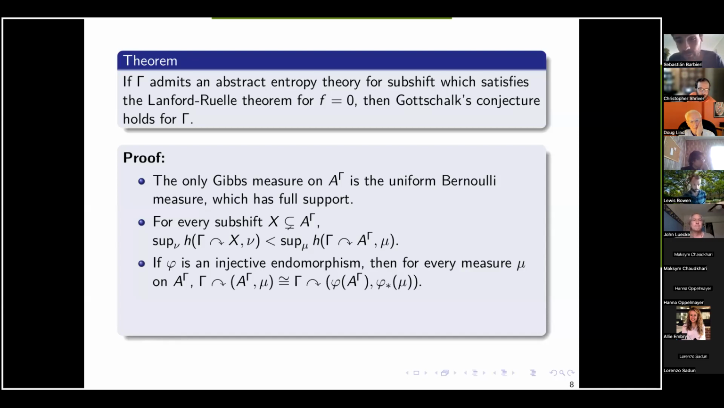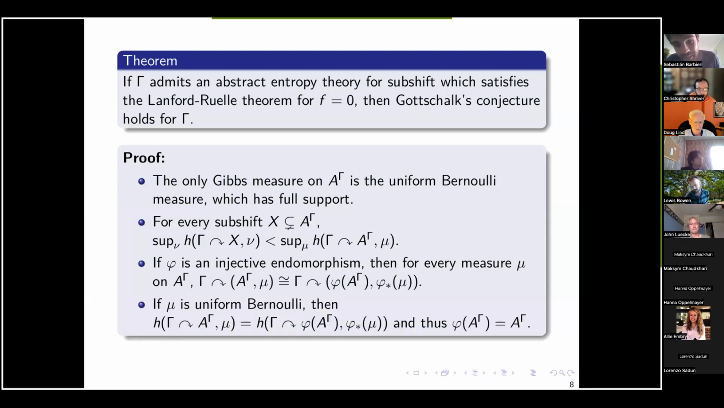Then, if I have an injective endomorphism, for every measure mu on the full shift, well, the action of the group on this shift is isomorphic to the push forward, right? I have that this cellular automaton is injective, so well, the system is going to be isomorphic to its image. And well, if mu is the uniform Bernoulli measure, then this entropy, I know that it's the largest one, it's equal to this other one, and as every proper subsystem has a strictly smaller entropy, I need to have that this phi is surjective, right?